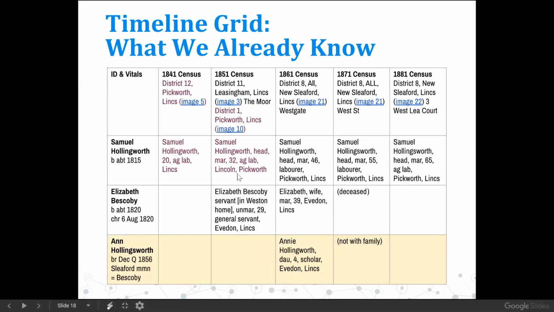We can follow Samuel through the census, and we see that he was born in Pickworth. He was a general laborer, apparently worked in the farm. Sometimes it just says laborer, sometimes it says ag lab, which means agricultural laborer.